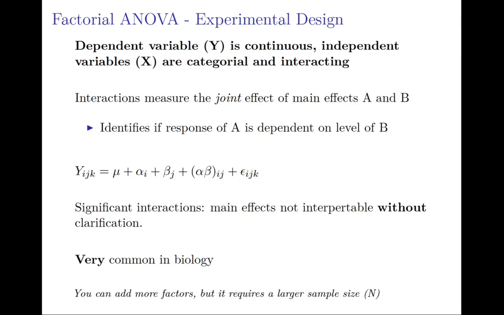And you can add more factors. It doesn't just have to be two, right? You can do treatment three, for example, as well, and look at the interaction of all three. But this starts to require a larger sample size, so larger N. Just keep that in mind.